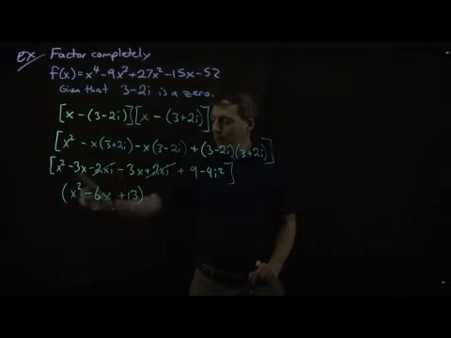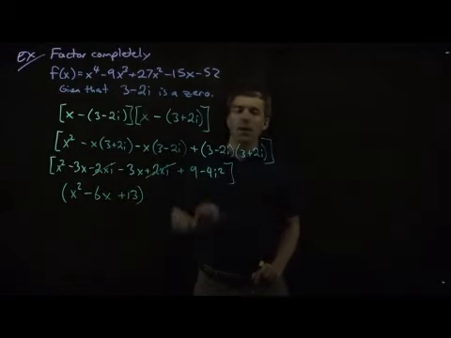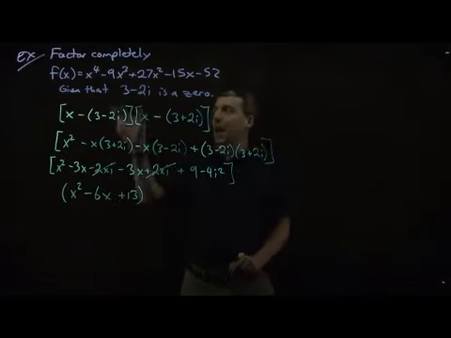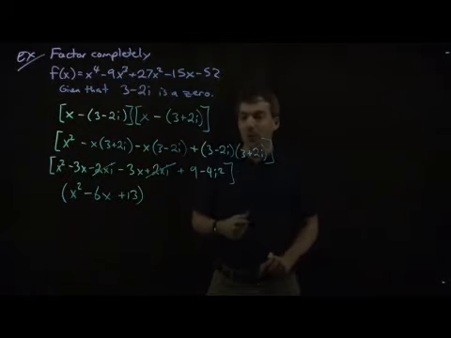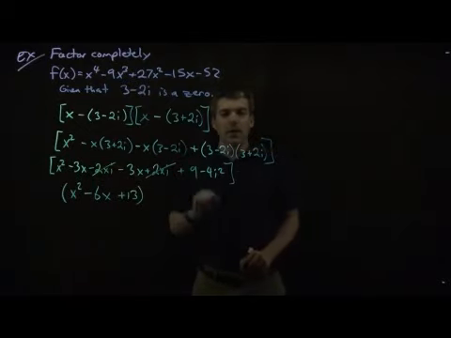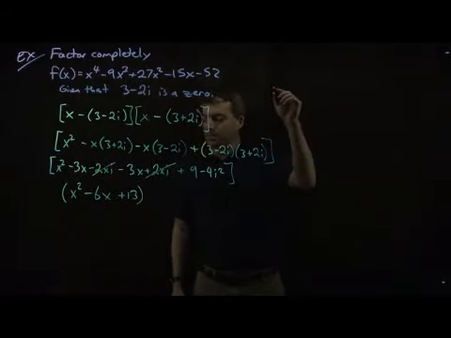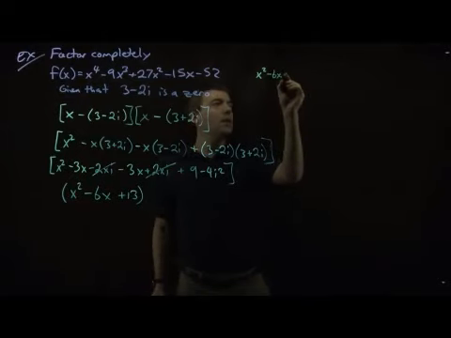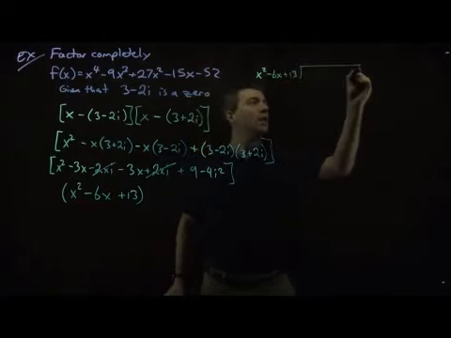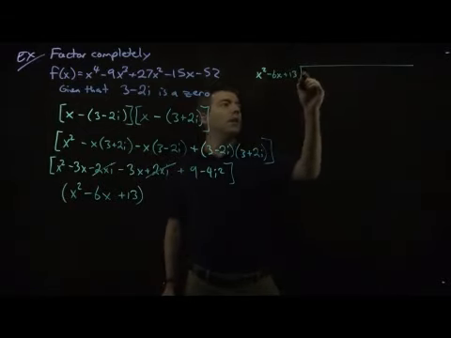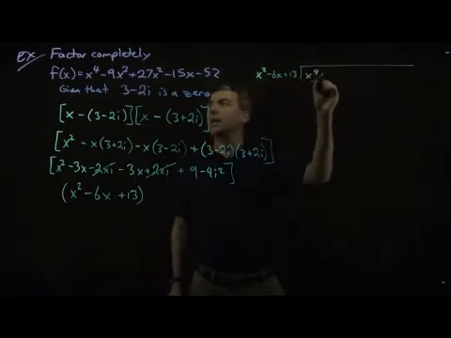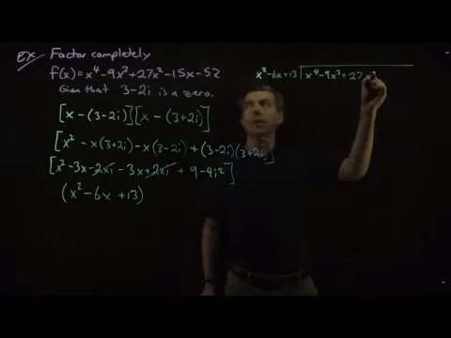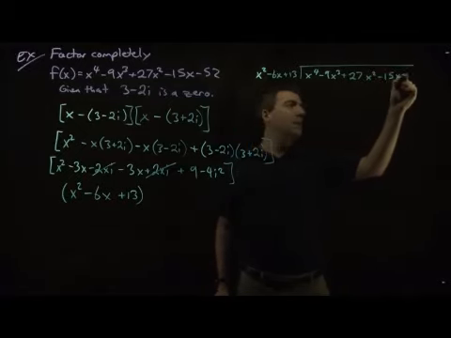So this is a factor of our original polynomial function. And so if we divide this out of our function, we should get a remainder of 0, and then the quotient will be the other factor. So let's do that. Let's set up our long division. So x squared minus 6x plus 13. We're going to divide that into our polynomial, x to the fourth minus 9x cubed plus 27x squared minus 15x minus 52.